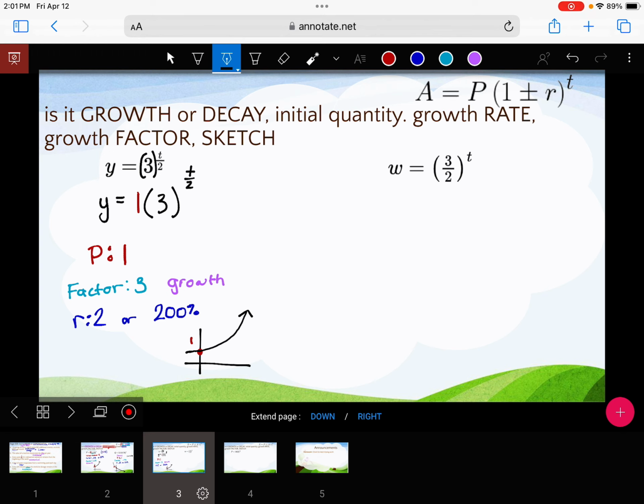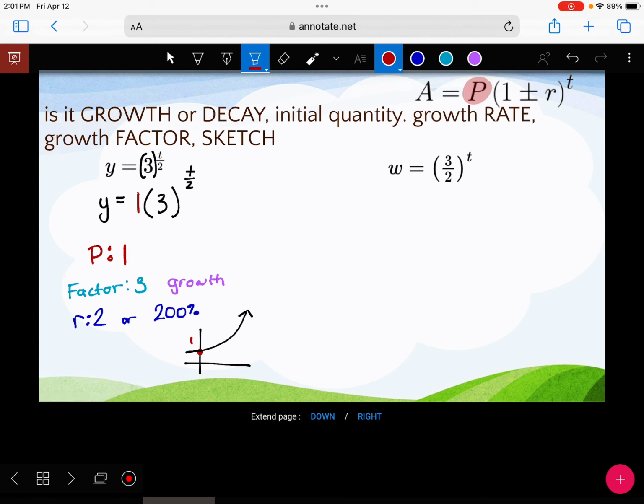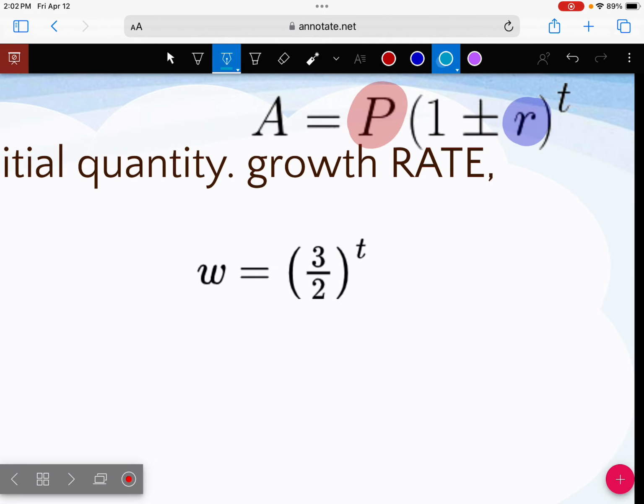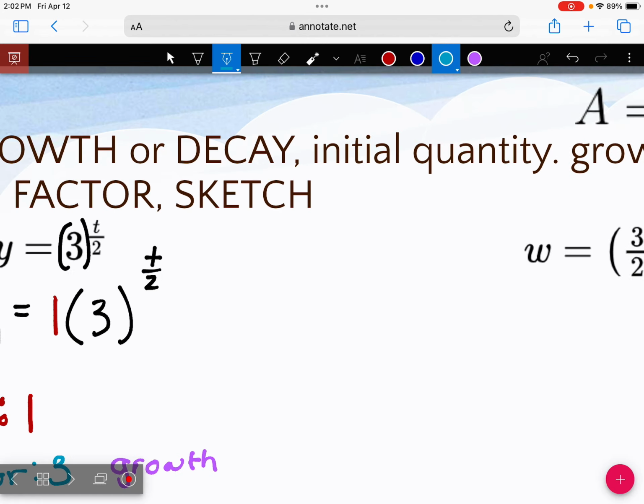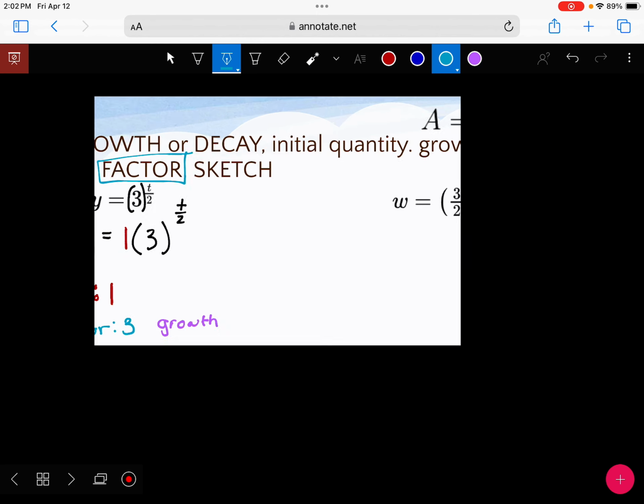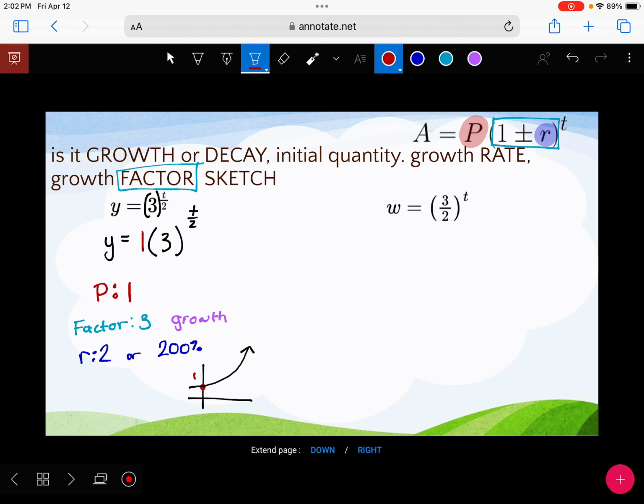What's in front is our initial amount. So our principal is out here. The rate is inside. Our growth factor is the whole chunk that has the exponent. So the factor. Just for our color coding here. Rate. Cool. Oh, and then growth and decay is decided by whether or not it was plus or minus. Okay? So try and do those things.